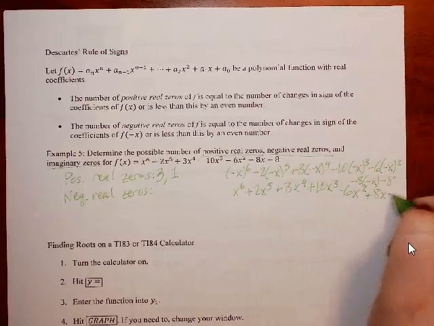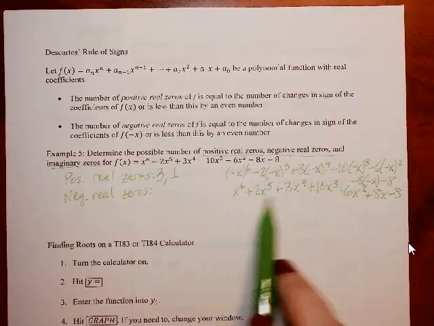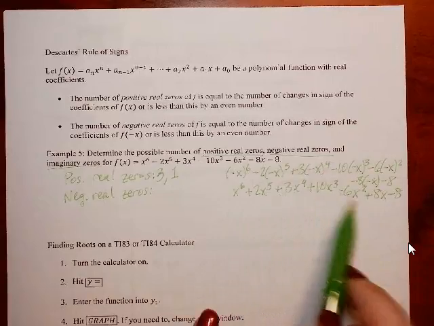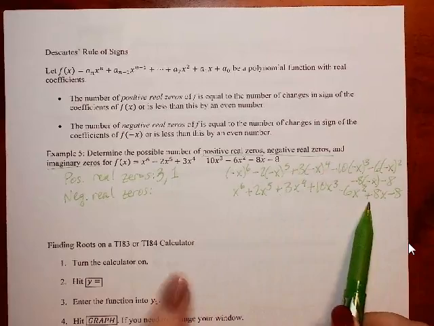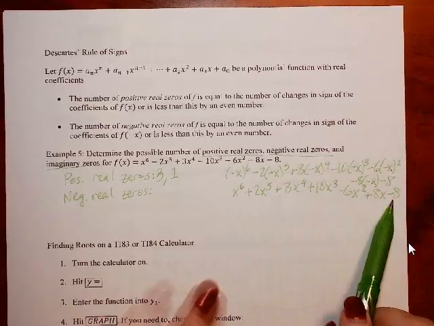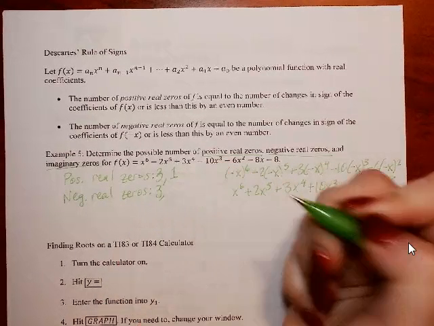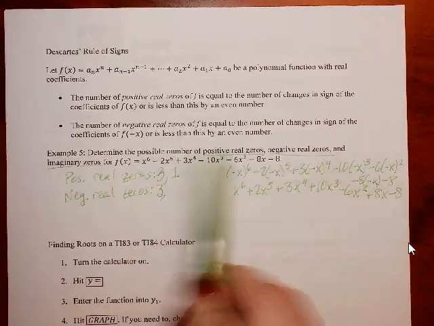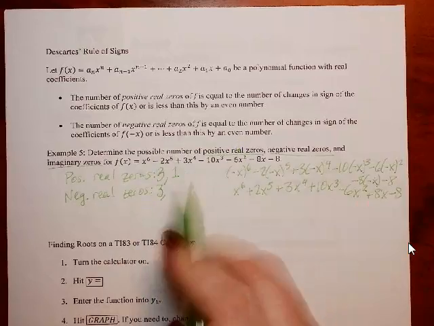So we are positive. We stay positive. We change to a negative, so that's our first sign change here. And then we change back to a positive, so that's our second. Then we change back to a negative, so that's our third sign change. So again, we have 3, or a number less than that by an even number. So the first even number is 2, so we can go down by 2 and get 1.